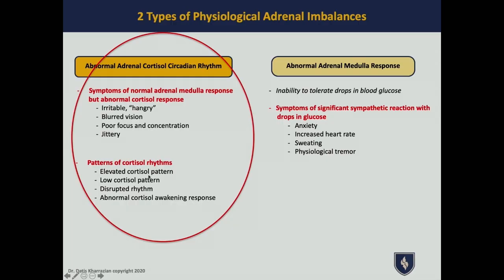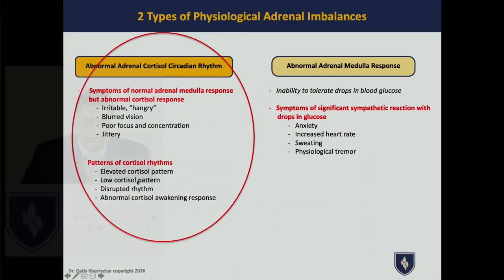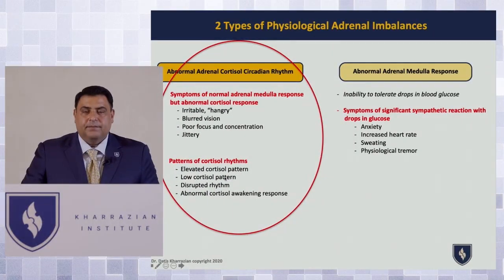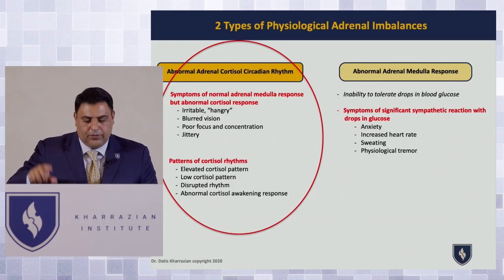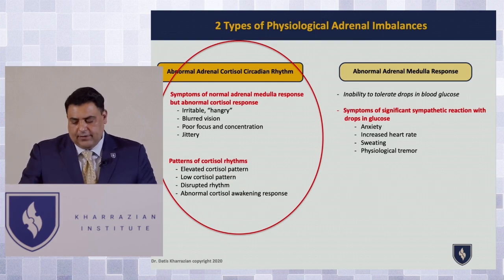Now, elevated cortisol patterns can sometimes happen as a compensation for their chronic hypoglycemia throughout the day. Low cortisol patterns can happen because they're just not able to produce cortisol anymore, or they could have disrupted rhythms from the roller coaster ride all throughout the day, or they're abnormal. They may have an abnormal cortisol awakening response where they can't get that cortisol up in the morning like they should.